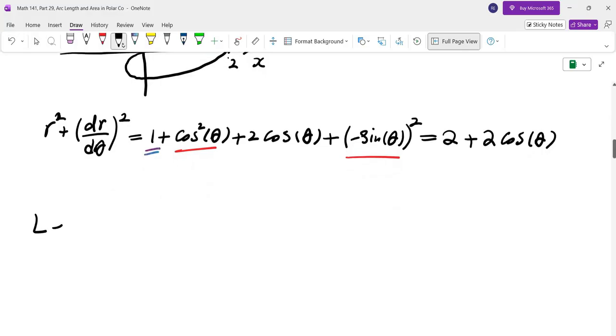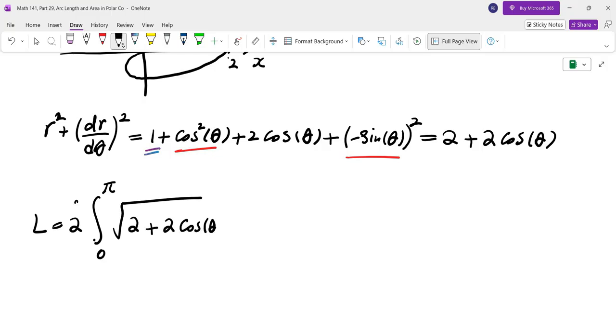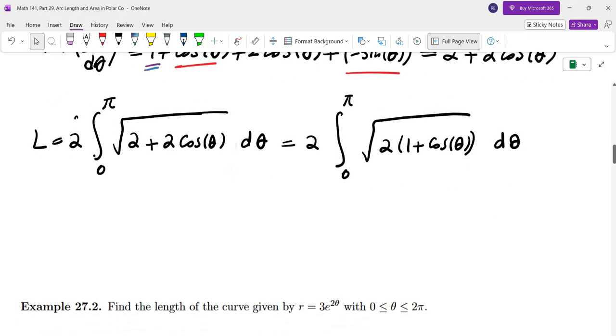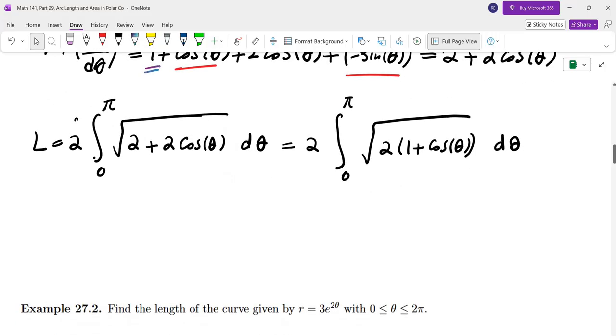So the arc length is going to be double the integral from 0 to pi of the square root of 2 plus 2 cosine of theta, d theta. If we factor 2, we get the square root of 2 times 1 plus cosine of theta. Now we can use the double angle formula.